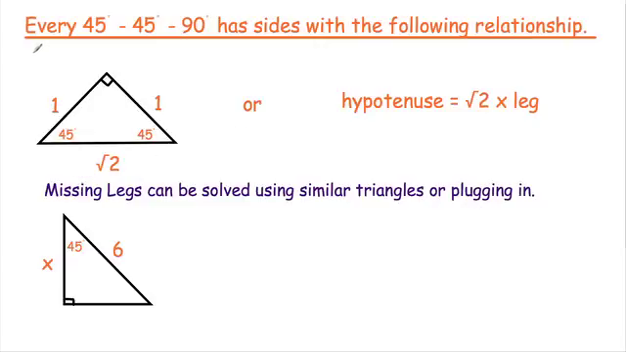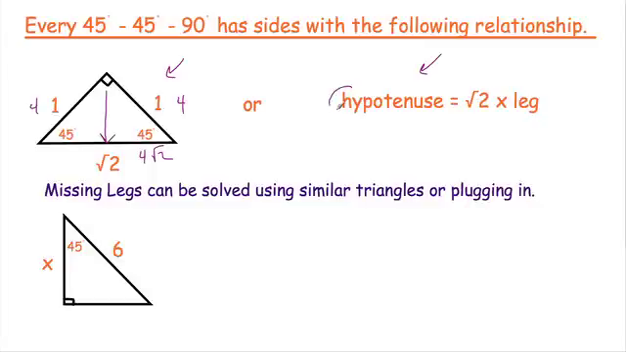Here we go. Every 45-45-90 degree triangle has sides with the following relationship. You can think of it in two ways. One is similar triangles, and the other is more of a straight-up formula, but both are derived from this triangle. The sides are going to be 1, 1, radical 2. So if this is 4, this is 4, and the hypotenuse is going to be 4 radical 2. The radical 2 is always across from the 90.